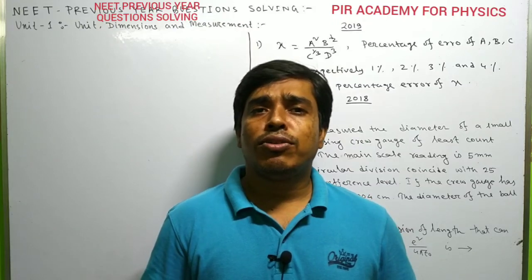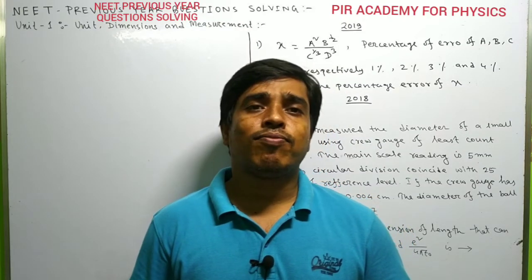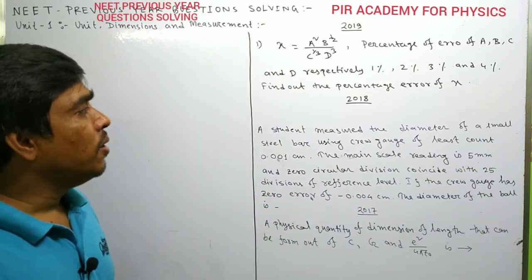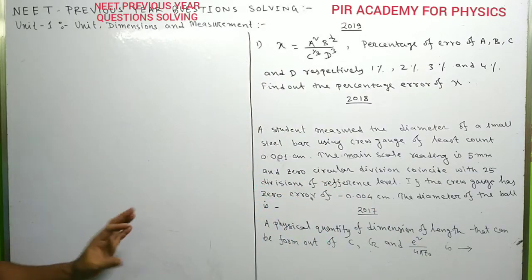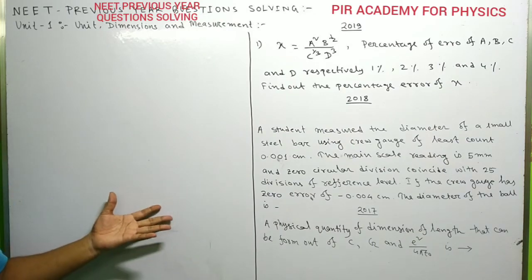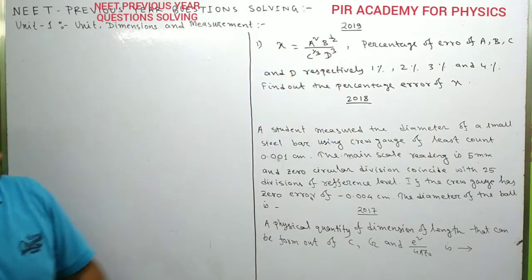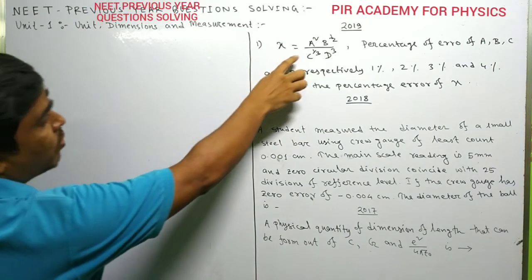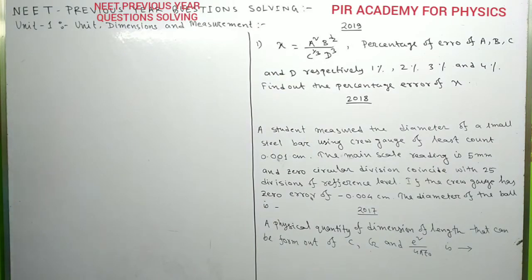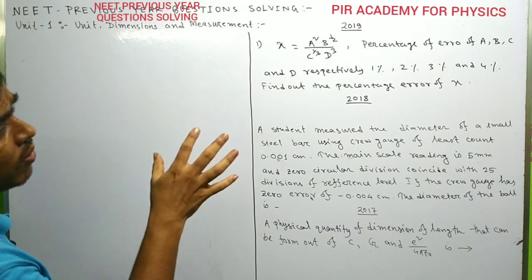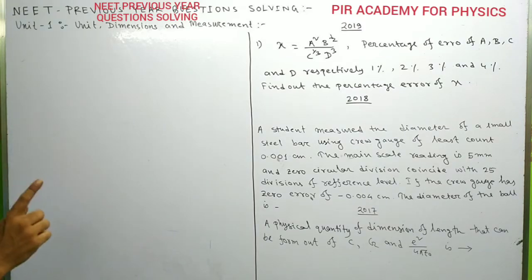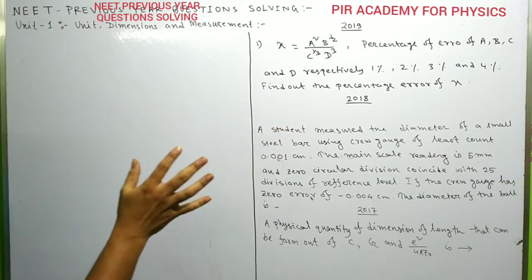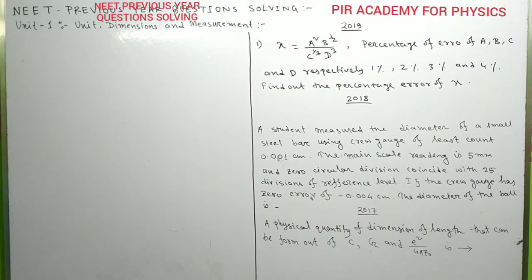Today I am going to start a new lecture series which contains the previous year questions of the NEET exam solved. Here you see the 2019 question: X equals A squared B to the power half divided by C to the power 1/3 D cubed. The percentage errors of A, B, C, D are respectively 1%, 2%, 3% and 4%. Find out the percentage error of the quantity X.